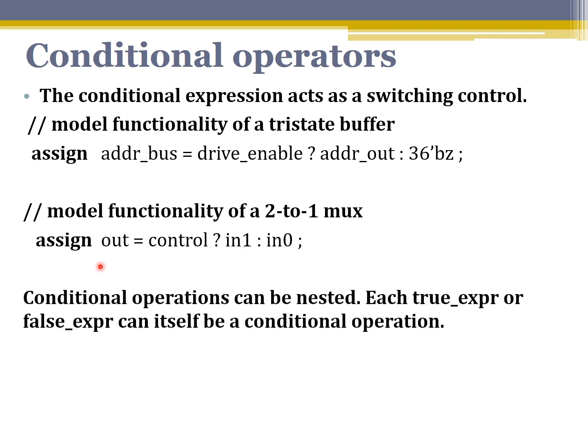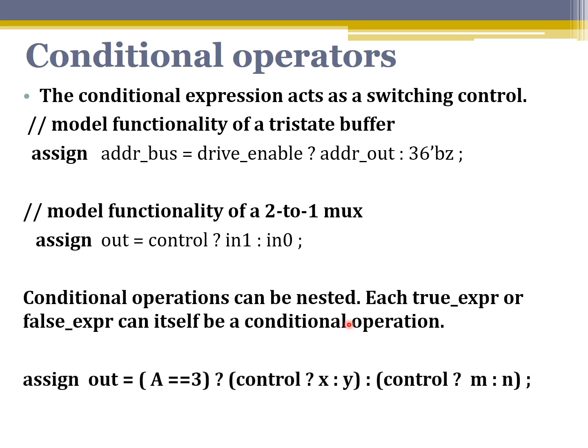Conditional operators can be nested. Each true expression or false expression can itself become a conditional operation, so we can have one conditional statement within another. For example, we can check here. We have question mark, colon. This is the outer conditional statement. Internal to this, we have another conditional statement. It works like this: it checks if A is equal to 3. If A is equal to 3, if it is true, then this parenthesis is executed, which is another conditional operator. If it is false, then this other parenthesis block is executed.